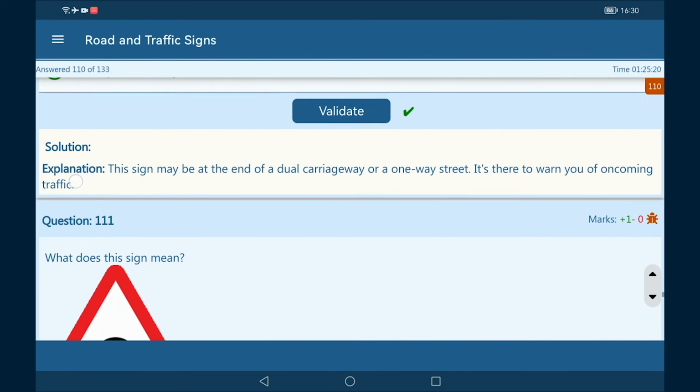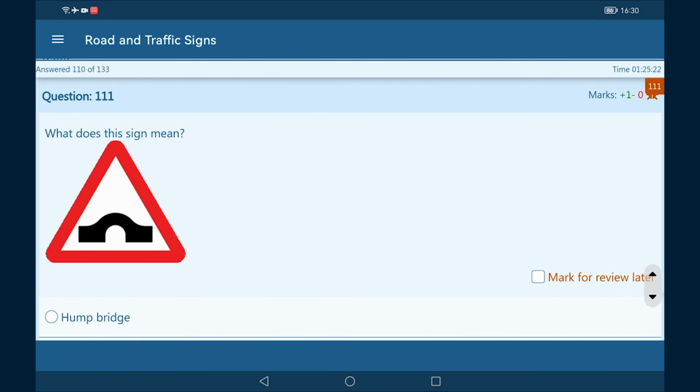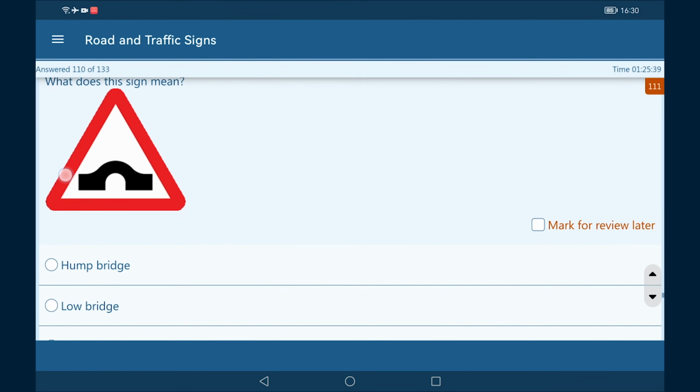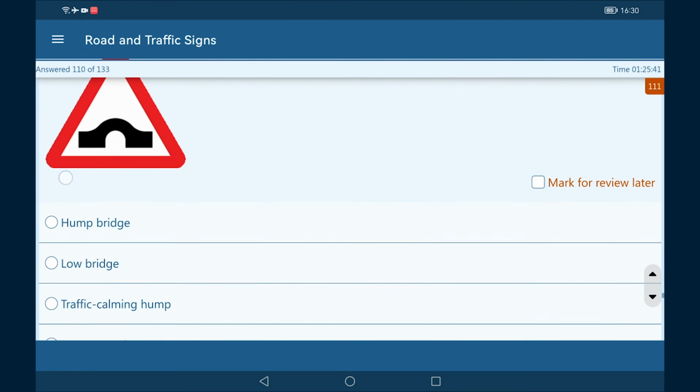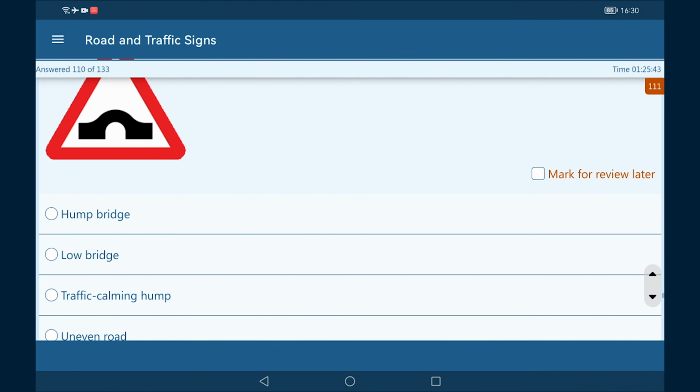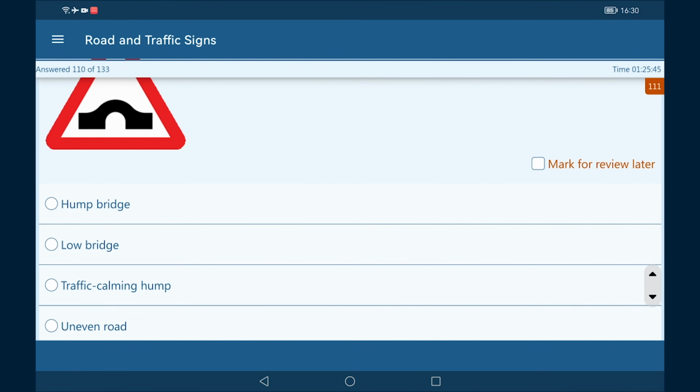Question 111. What does this sign mean? Option 1. Hump bridge. Option 2. Low bridge. Option 3. Traffic calming hump. Option 4. Uneven road. The correct answer is Option 1, that is hump bridge.